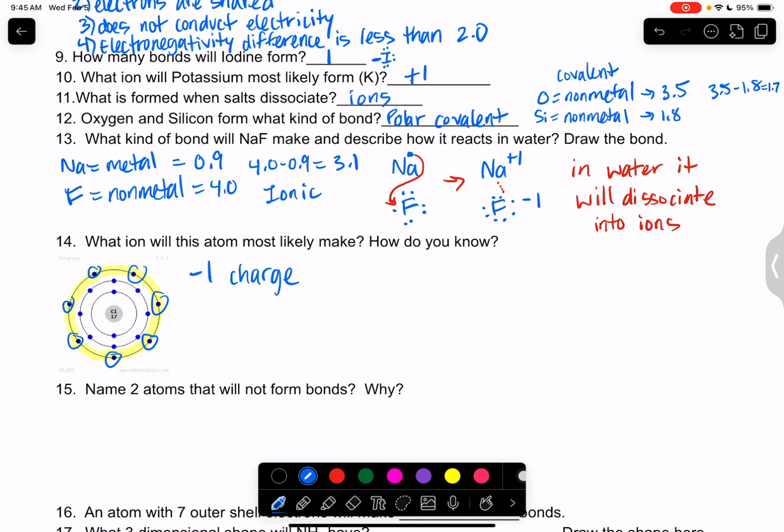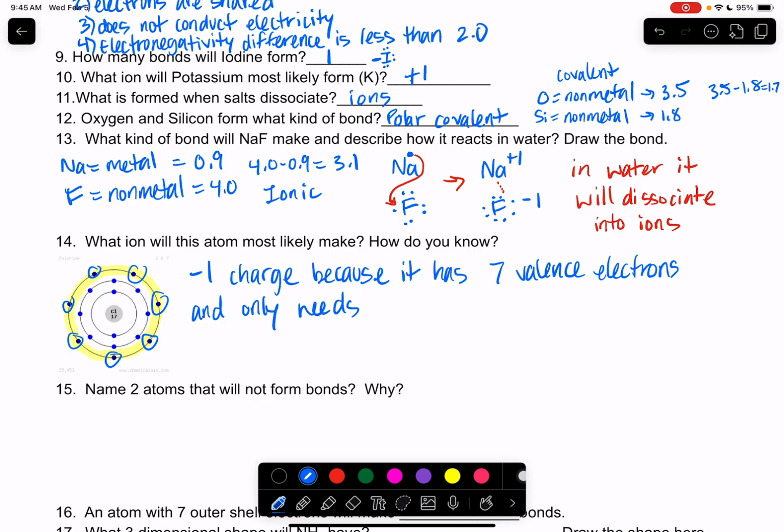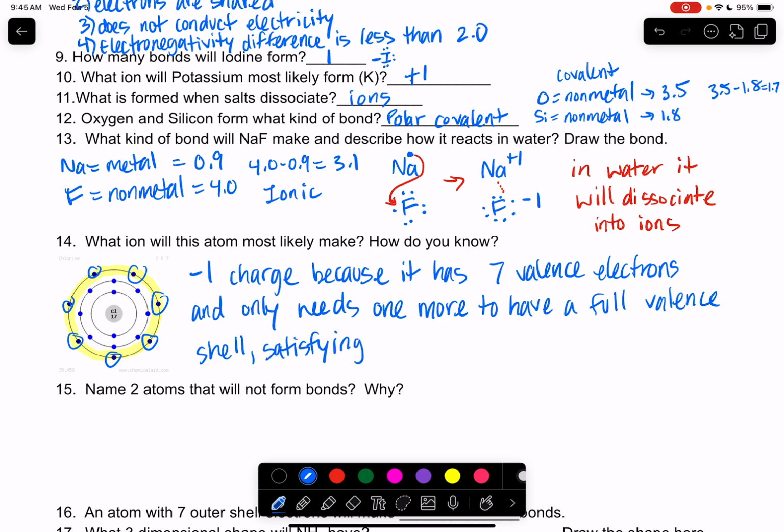And the reason why is because it has 7 valence electrons and only needs one more to have a full valence shell, and this is going to satisfy the octet rule.